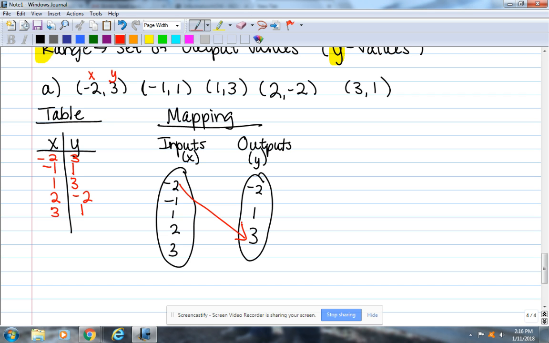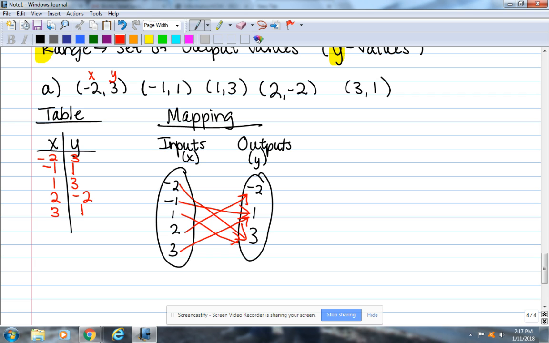So -1 goes to what y value? What's the point -1, 1? So the -1 goes to the 1 y value. So +1 goes to what number? 3. 2 goes to what number? -2. And 3 goes to what number? 1. Now that's a big old mess, isn't it? Looks like a big mess because they share so many of the y values.